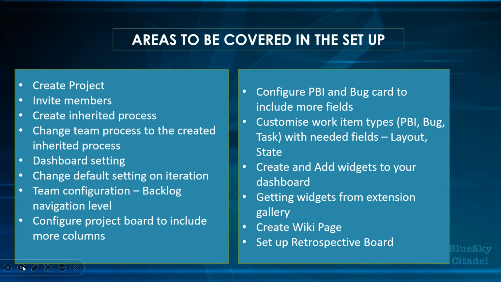We configure the project board to include more columns. We configure PBI and bug card to include more fields. Customize work item types. You have your PBI; PBI is called product backlog item. You have the bug, the task, they're all work items. We'll see how we can customize them with needed fields, layout, and state. We create and add widgets to our dashboard. And then we also look at how we can get widgets from the extension gallery. We'll create a wiki page.